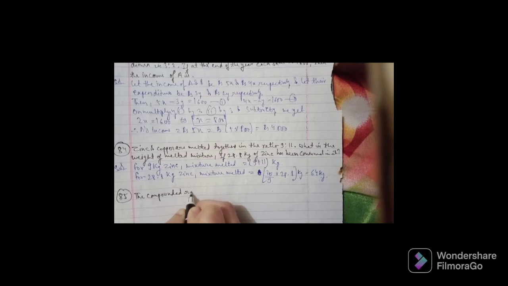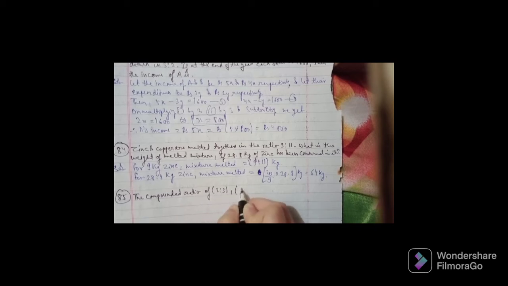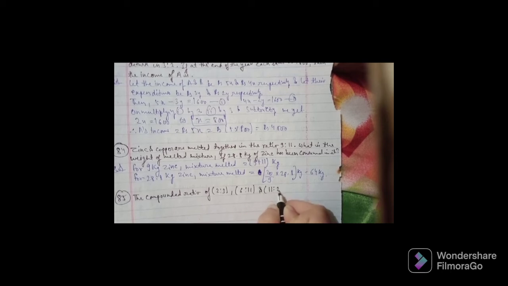Let's find it out. The compounded ratio of 2:3, 6:11 and 11:2, that we have to find. The options are 1:2, 2:1, 11:24, 36:121. So we go for the same.